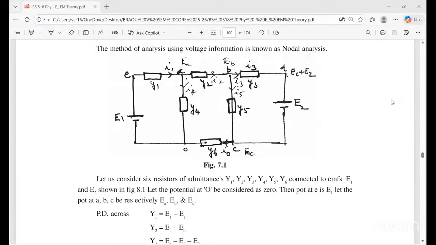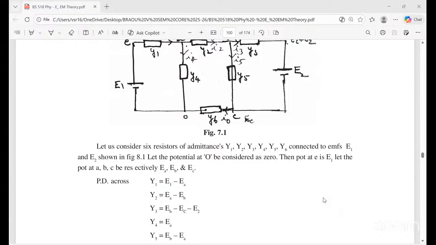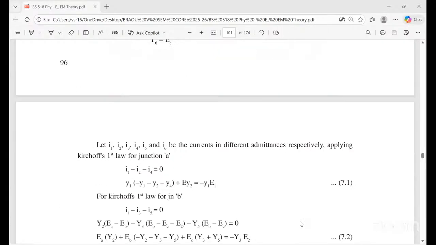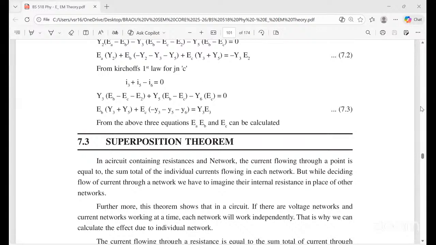The potential at O, what is the potential at O? This is considered to be 0. Then, left part and right part, at ABC, small a, b, c, EA, EB. Therefore, the potential difference across Y1 is E1 minus EA, Y2 is EA minus EB, then Y3, Y4, Y5, Y6. After calculating and simplifying, you may get this.